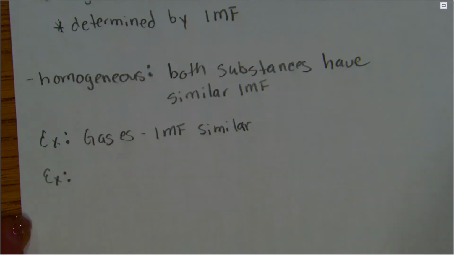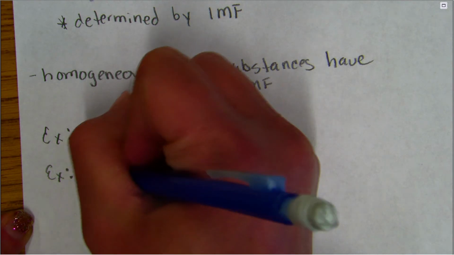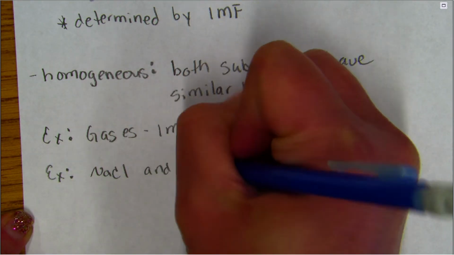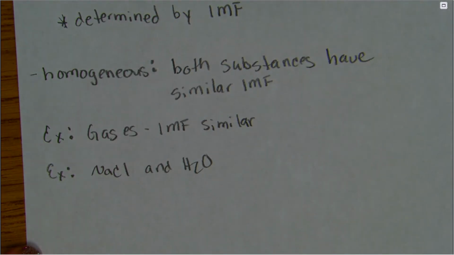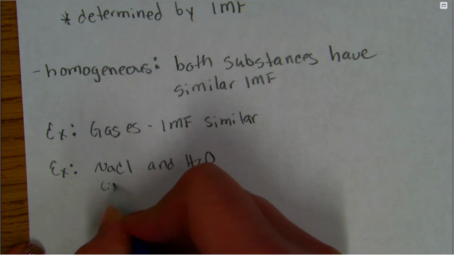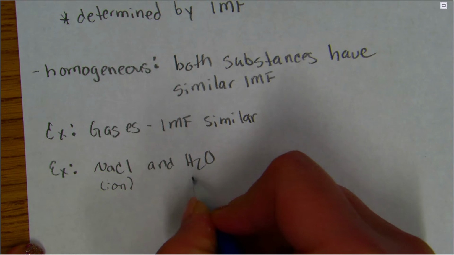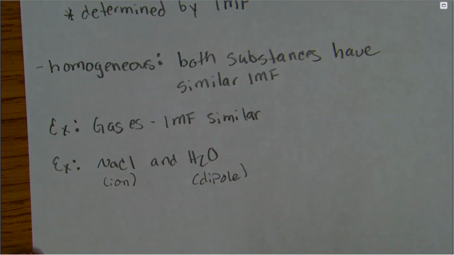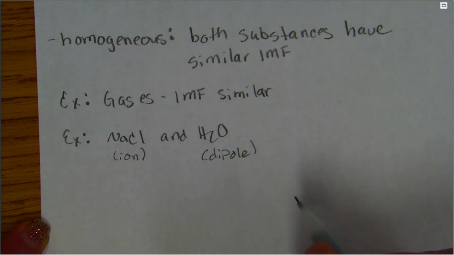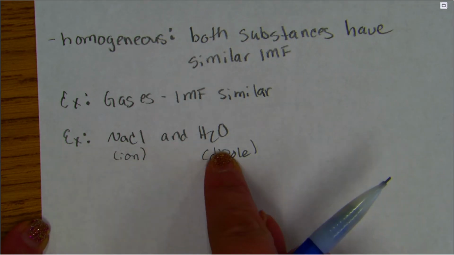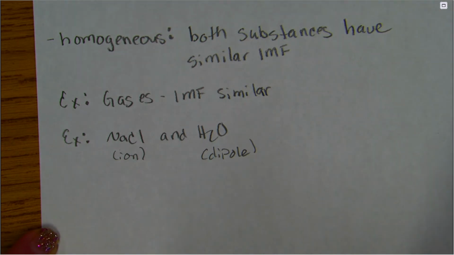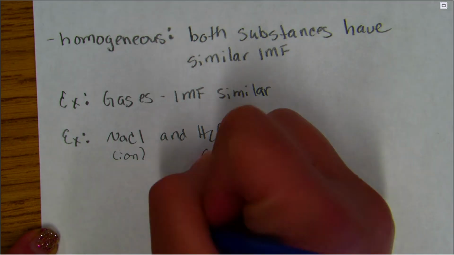Another example, let's look at sodium chloride and water. So sodium chloride is an ion. Water is a dipole. It does also have hydrogen bonding as well, but when we look at this and we dissolve sodium chloride in the water, why does sodium chloride break apart into its two ions? So let's start with water.